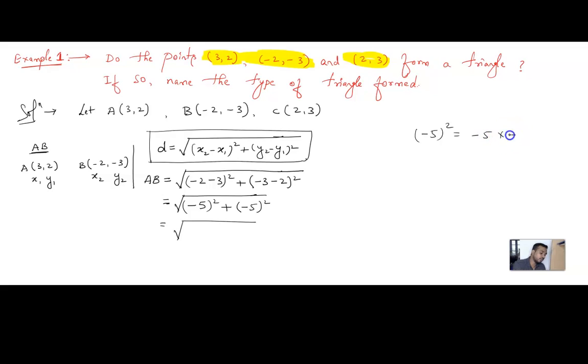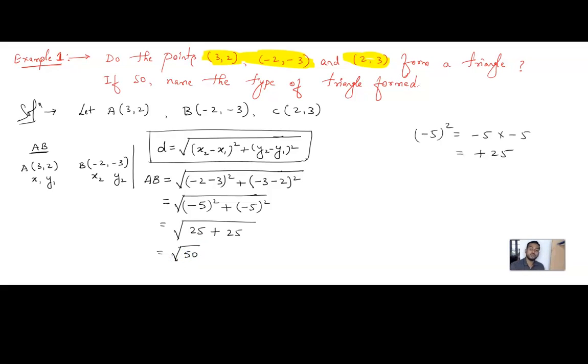That is minus 5 into minus 5. Minus into minus plus, 5 fives are 25. So we can write here 25, and this is formula plus. Again, minus 5 whole square is 25. What is 25 plus 25? That is nothing but root 50.